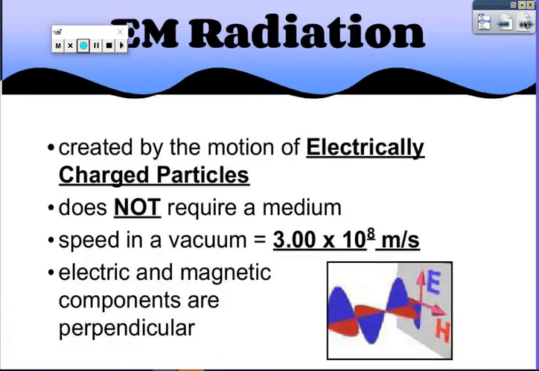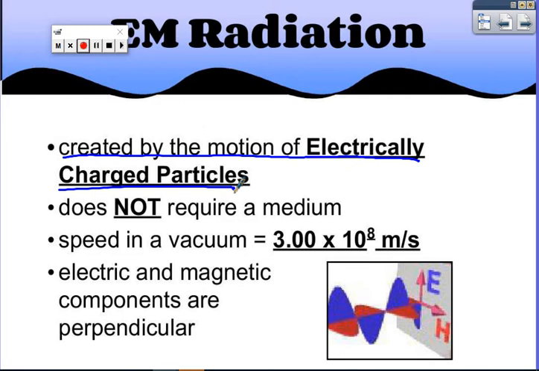So let's go through. First of all, let's talk about electromagnetic radiation in general. These are going to be created by the motion of electrically charged particles. Do you remember how particles can be charged? These are the charged particles moving around, so created by the motion of electrically charged particles.